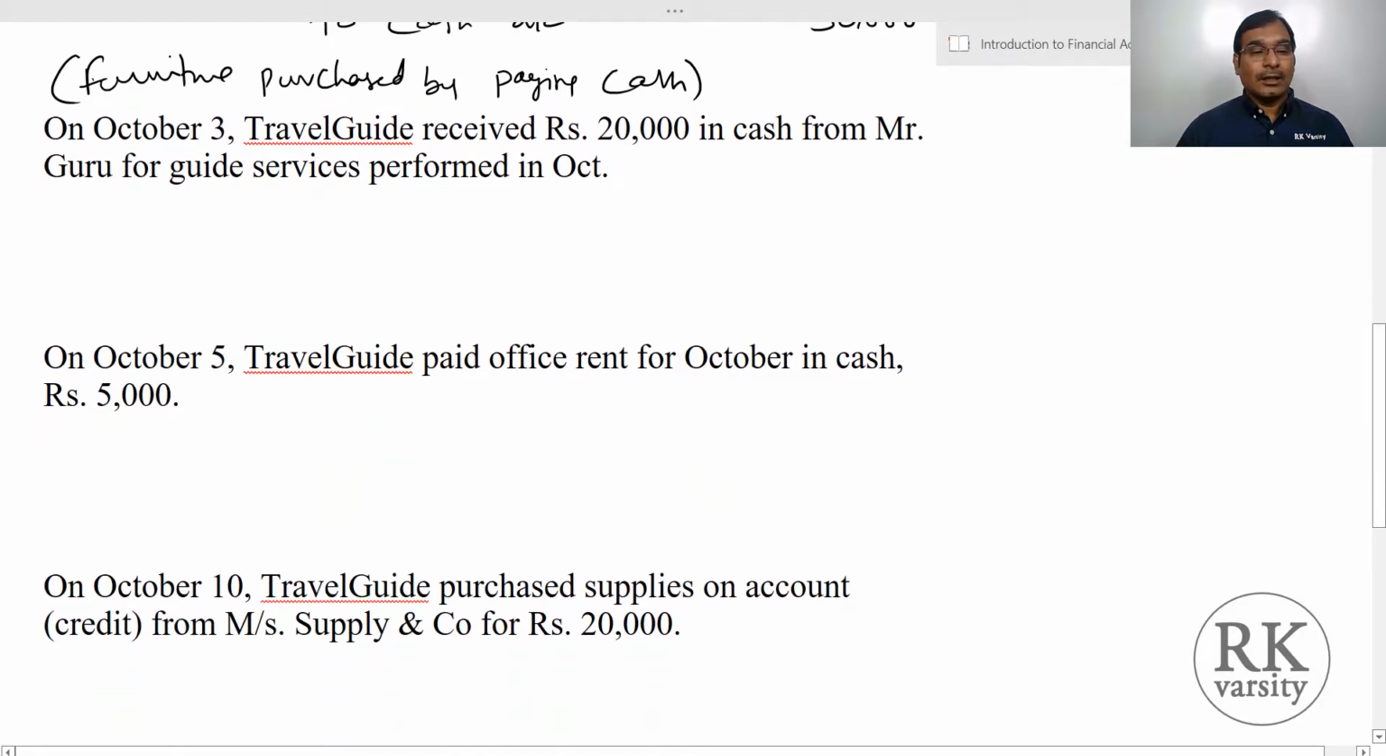Next, on October 3rd, Travel Guide received rupees 20,000 in cash from Mr. Guru for guide services performed in October.